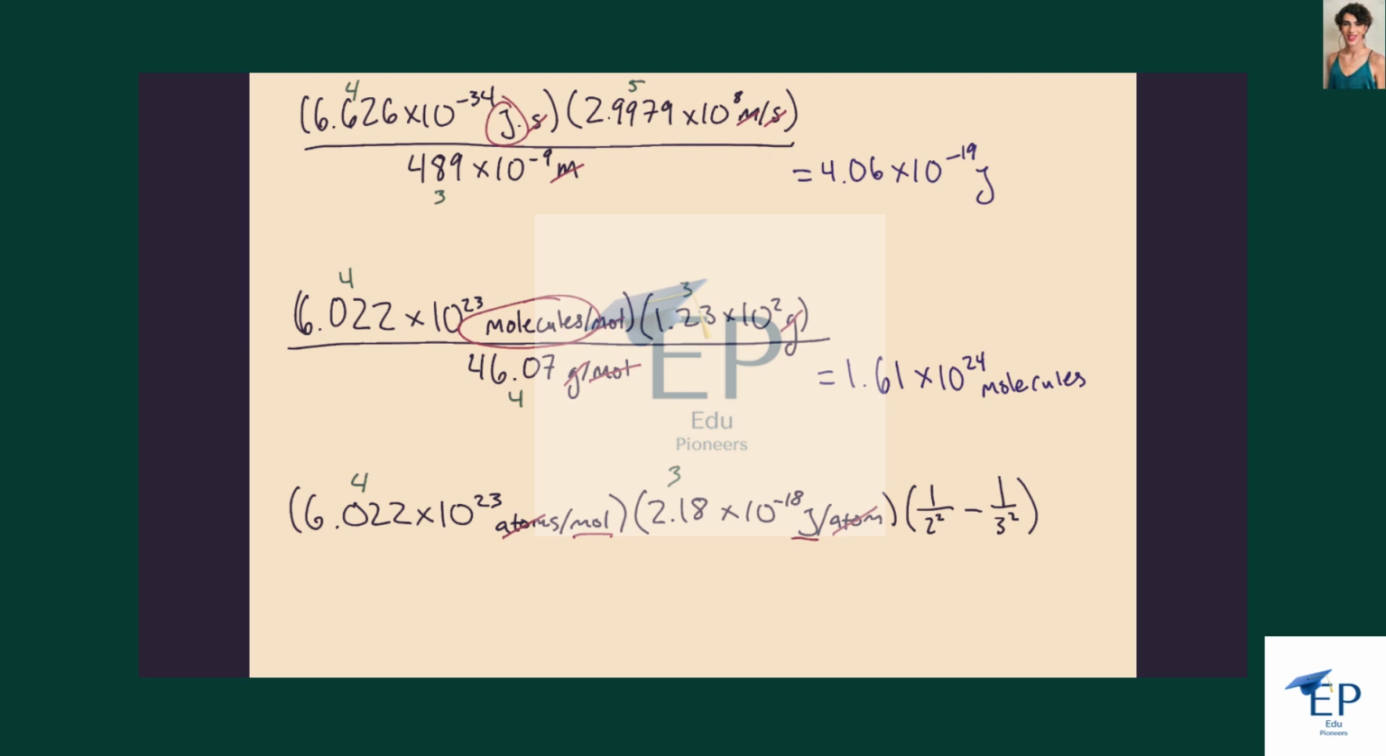Doing the calculation and rounding to 3 significant figures gives us a final answer of 182,000 or 1.82 times 10 to the 5th joules per mole.